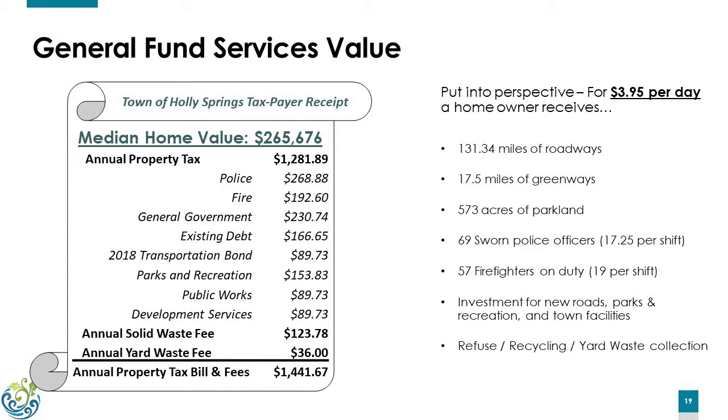And in that, the homeowner pays approximately $1,281. And then you see the various component breakouts for what components of local government that funds in the general fund. You've got police, fire, general government, existing debt, and then new debt associated with the 2018 transportation bond, parks and recreation, public works, development services, and then residents pay a solid waste fee, and that's the annual figure of $123.78, and an annual yard waste fee of $36. So in this particular example, the total receipt comes to $1,441.